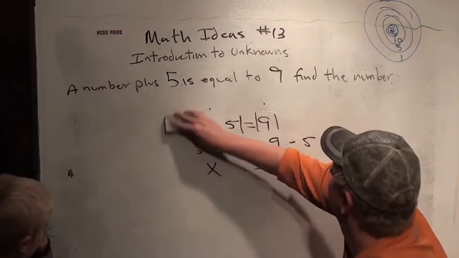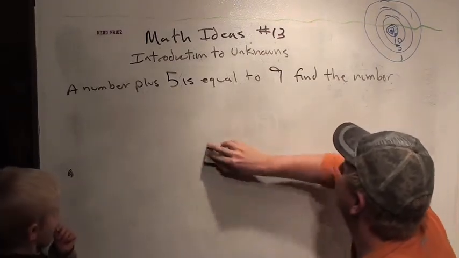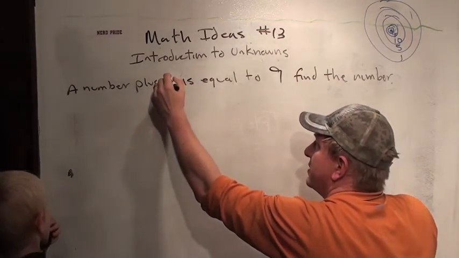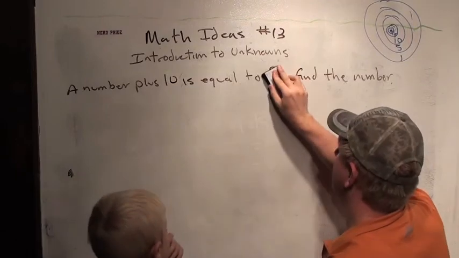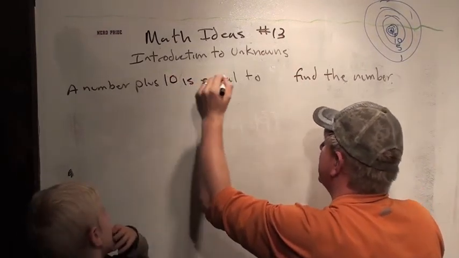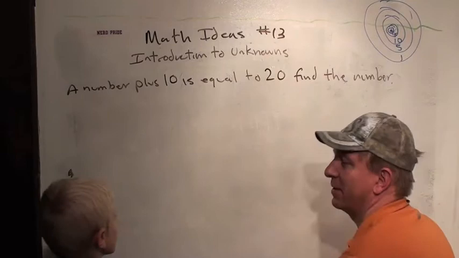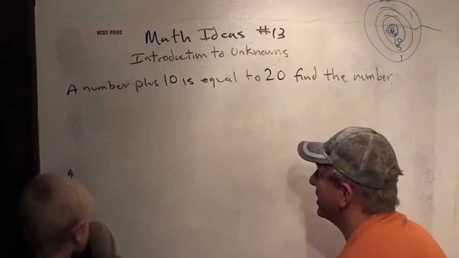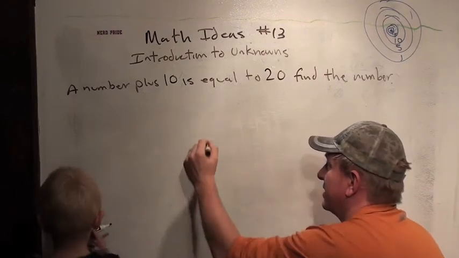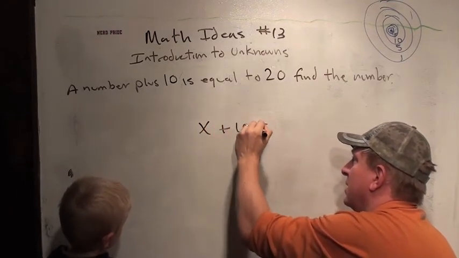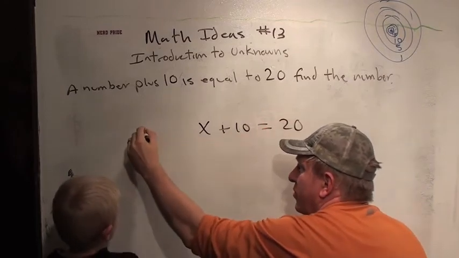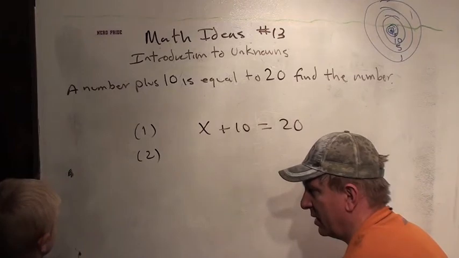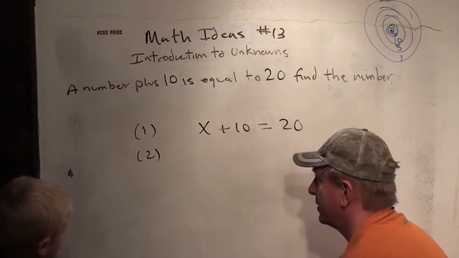Yeah. Okay. We'll do some good practice. How about a number plus, oh, I don't know, 10 is equal to 20. Oh, I know what this one is. Okay, well let's see if we can write it out and see. So what would you write down first? You would write down x plus 10 equals 20. And so that's step 1. What's step 2?